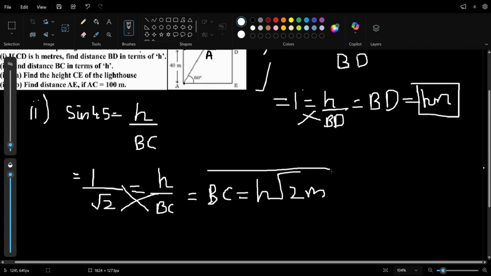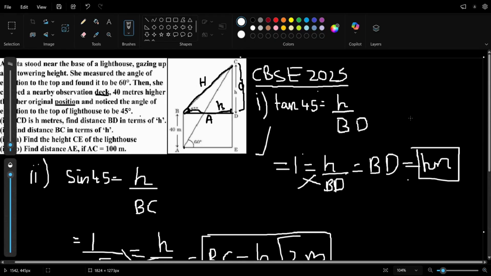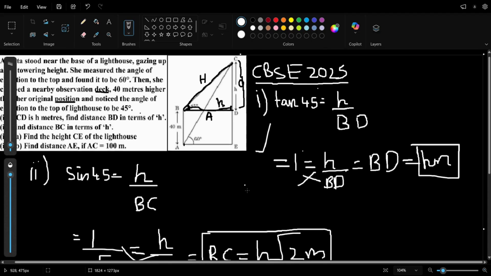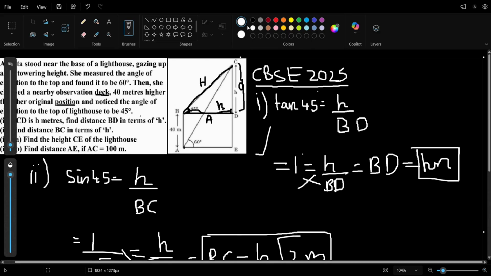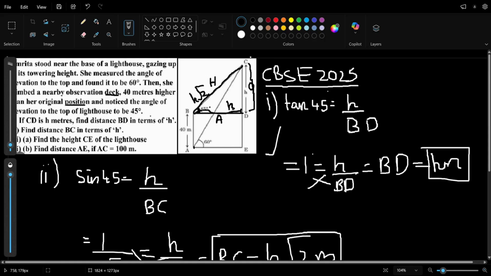So we have expressed the second one also in terms of h. The first one, BD, will be h and BC will be h root 2. Why is it h root 2? Because the hypotenuse of a right triangle will always be bigger than the other two sides. So we know this is h root 2. Now let me just erase this.